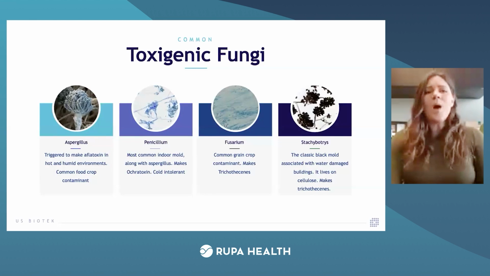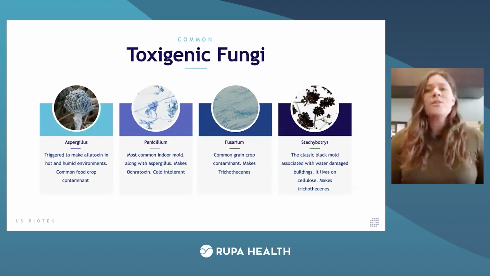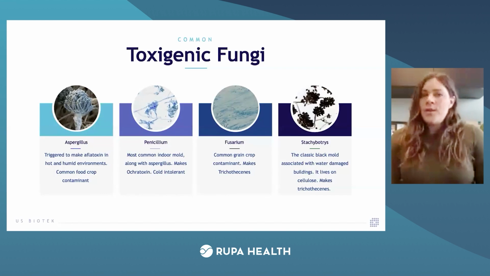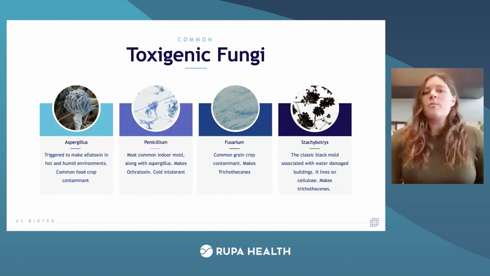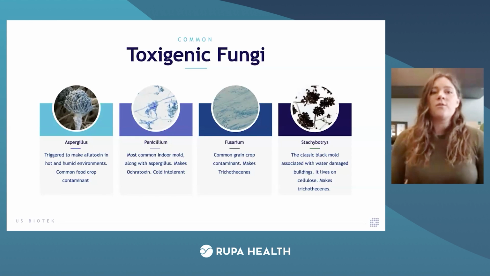There's only a couple species of Aspergillus that actually make it. I think two, and there's like 50 species of Aspergillus. So just because you have mold doesn't mean you have mycotoxins. Generally, we think that your molds are going to start making mycotoxins when they get a trigger. So the right sort of circumstances, environmental circumstances. So for Aspergillus, we think this is a hot and humid environment.